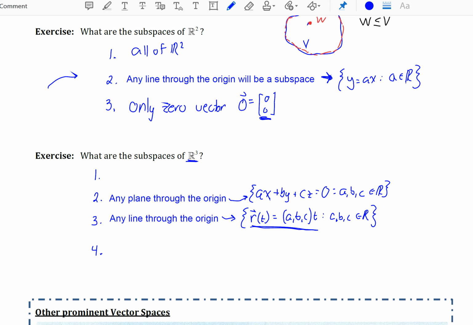Now, the other 2 subspaces of R3 would be all of R3 itself, or the zero vector only. Of course, in R3, the zero vector would look like an ordered triple, so 0, 0, 0.